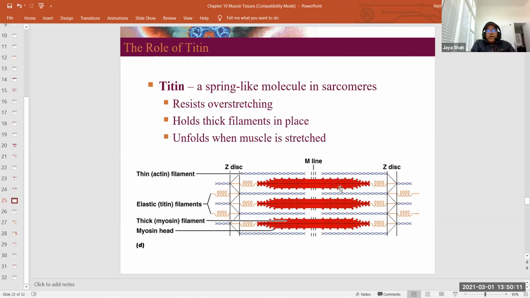Okay, so here is myosin in the sarcomere. Myosin is attached to the Z disc through spring-like molecules, and that is called titin filaments. Titin filaments resist overstretching and hold thick filaments in place, and they unfold when muscle is stretched. So they spring back when muscle comes to normal length, this spring works, and it also prevents overstretching.